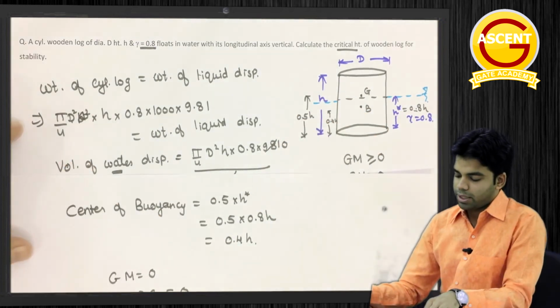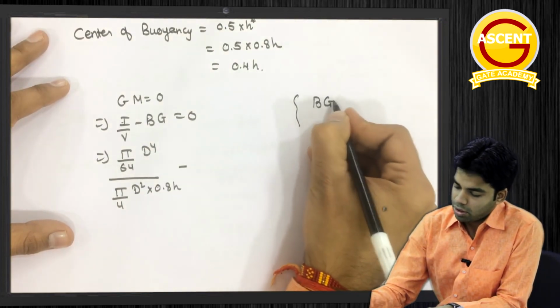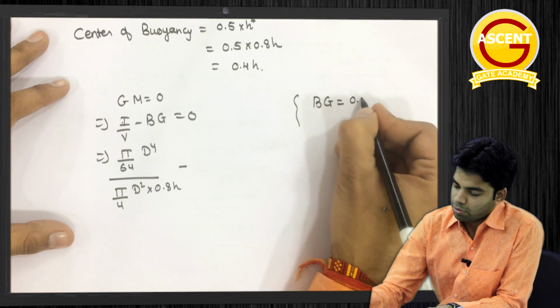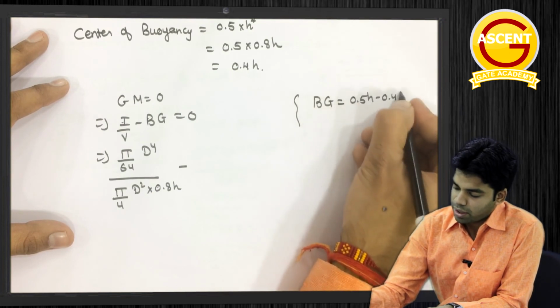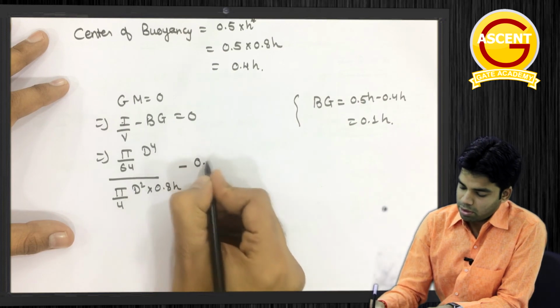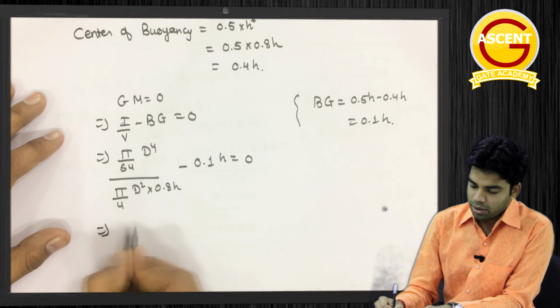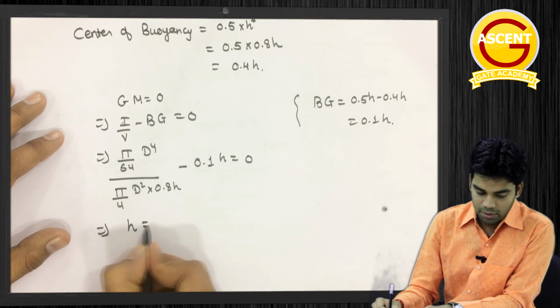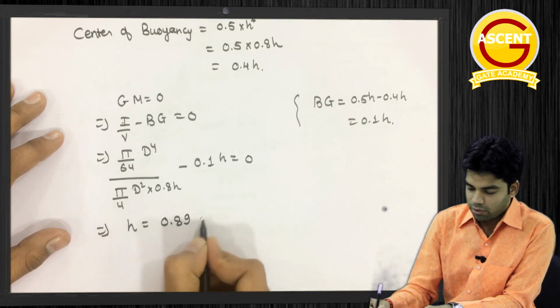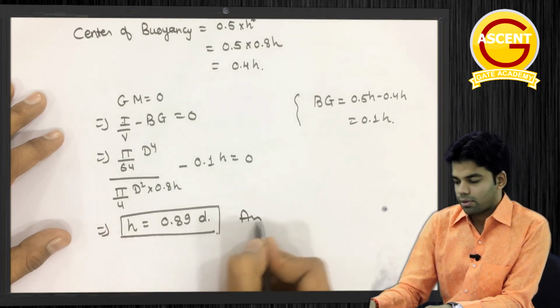So what will be BG? BG will be equal to the distance between the center of gravity and center of buoyancy, 0.5 H minus 0.4 H, which is equal to 0.1 of H. So this will be minus 0.1 H, and this should be equal to 0. From here we will get the value of H, which will be equal to 0.89 of D. Answer.